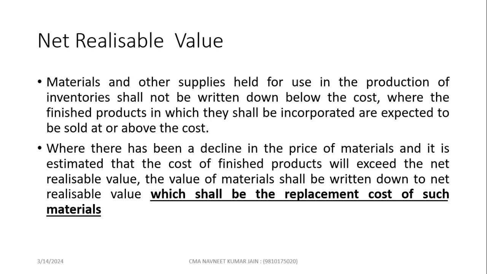Materials and other supplies held for use in the production of inventories shall not be written down below cost, where the finished products in which they shall be incorporated are expected to be sold at or above cost. Now, this is again challenging, where there has been a decline in the price of materials and it is estimated that the cost of finished products will exceed the net realizable value. The value of material shall be written down to net realizable value, which shall be the replacement cost of such materials. Now, it may be really very difficult to ascertain the replacement cost on a backdate basis. So this is again an area which is very challenging even for ascertainment of NRV.